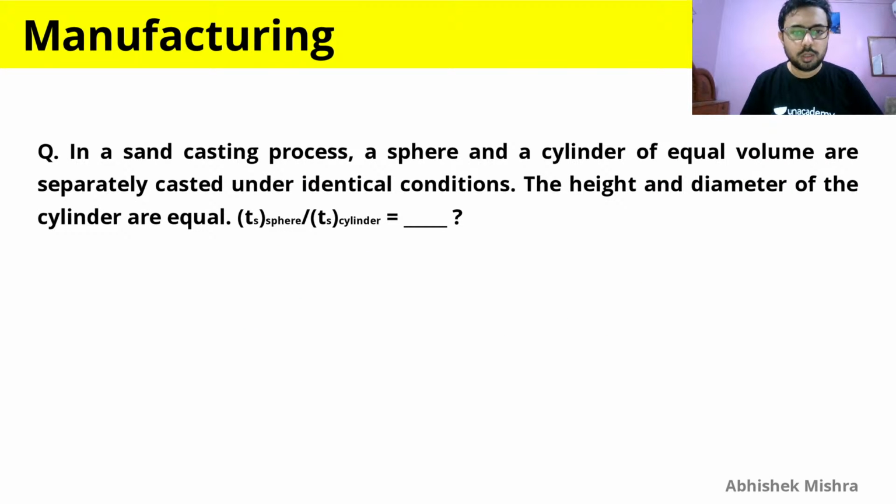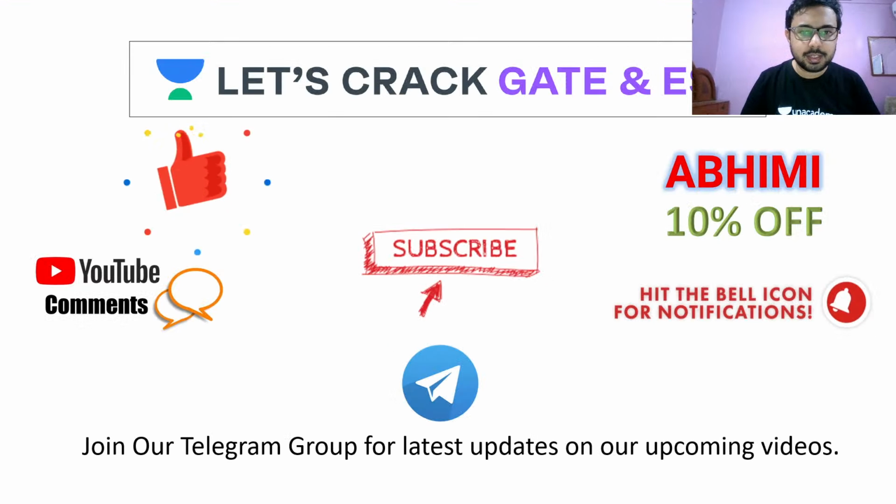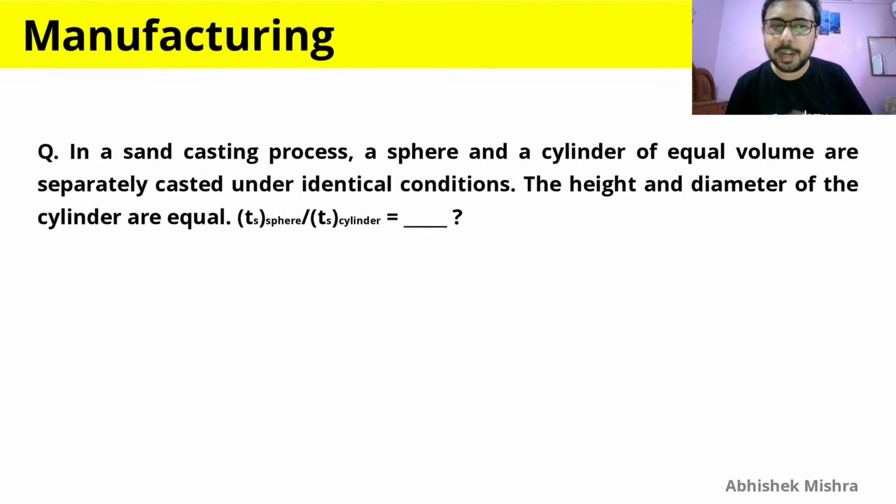So our next question, and yes, this is the final question, is of a sand casting process. In this question, a sphere and a cylinder of equal volume are cast under identical conditions. The question asks: what is the solidification time ratio of sphere and cylinder if the height and diameter of the cylinder are equal?